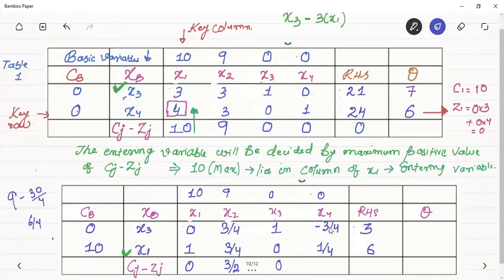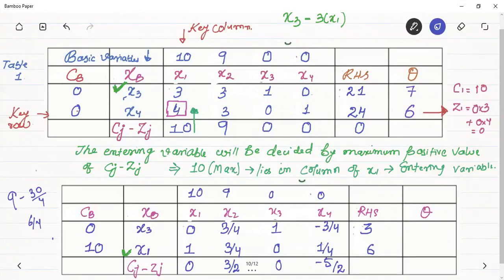Okay. What about this? What will come in this element here? 0 into minus 3 by 4 is 0, plus 10 into 1 by 4 is 10 by 4. 10 by 4 means 5 by 2. Then C minus 5 by 2, it will be minus 5 by 2. This is what will come. Yes, sir. Is there any mistake anywhere?